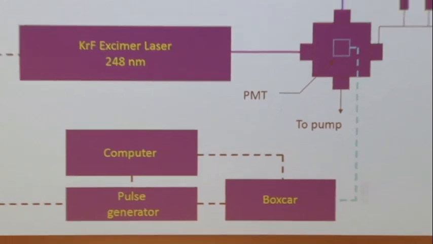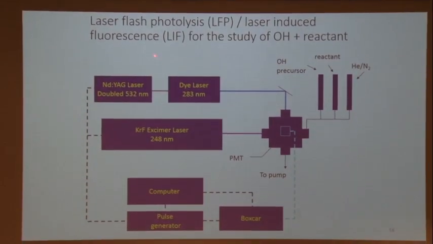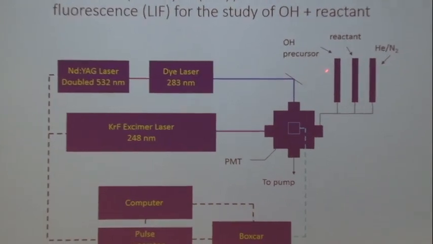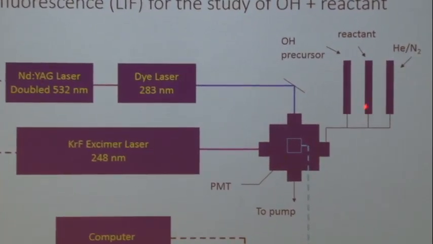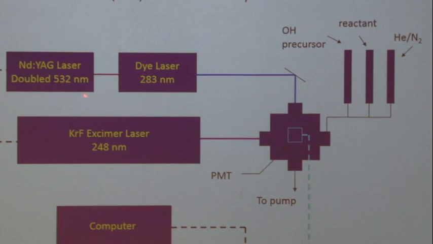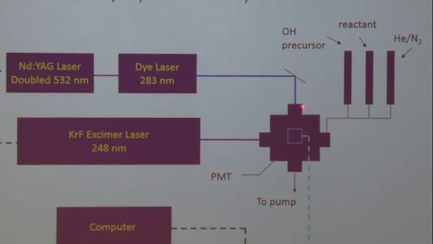This is laser flash photolysis with laser-induced fluorescence detection for OH reacting with something. You put in something that's an OH precursor, you put in some reactant, you have some buffer gas, usually helium, then you blast it with an excimer laser, it makes the OH radicals, then the dye laser is tuned to an absorption of the OH that makes it fluoresce. You have a photomultiplier tube which detects the fluorescence photons. It has a filter in front, so it only sees the fluorescence of the OH.